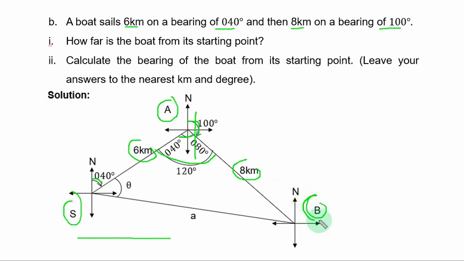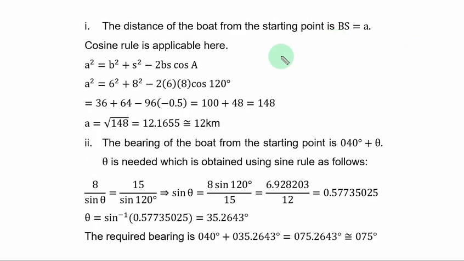Now you are asked to find how far the boat is from the starting point. The boat is currently here. This is the starting point. You are asked to find this distance. Because the angle facing the side you are looking for is known, and the two other sides are known as well, you can use the cosine rule. Roman figure 1, the distance of the boat from the starting point is the side opposite angle A, denoted by a. The cosine rule is applicable. This is the rule stated.